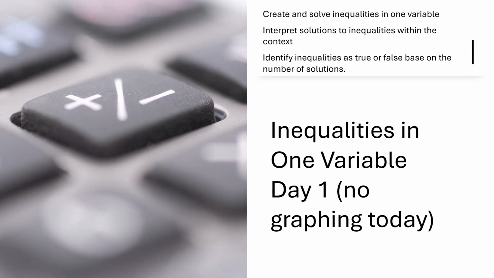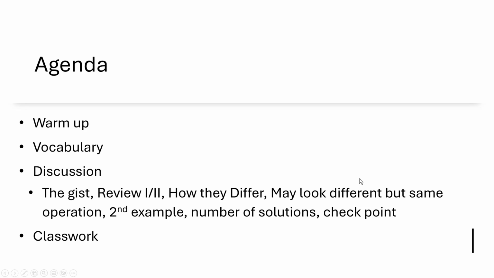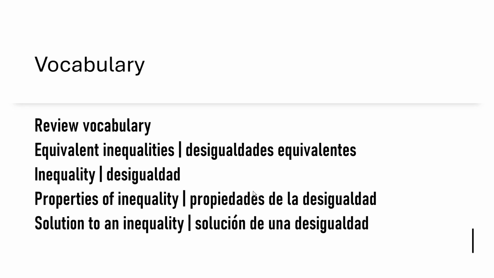All right. So today we're going to be working with inequalities, one variable. No graphing today. That'll be in the next class. And interpret solutions. Identify equalities, true or false, based on number of solutions. All right. So we have the warm-up vocab, have the gist, review how they differ. They look different but the same operation. A second example, number of solutions, and then a checkpoint, followed by the classwork, which will be a handout. So we should just review vocabulary: equivalent, inequalities, properties of inequality, and solution to inequality. All of this should be old news, but it's okay if it's not.